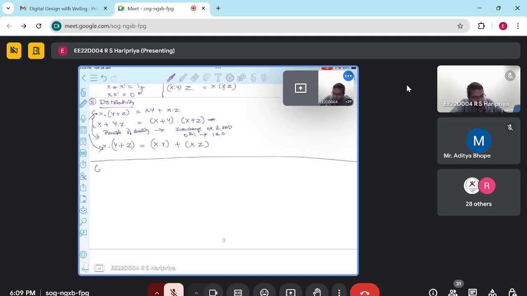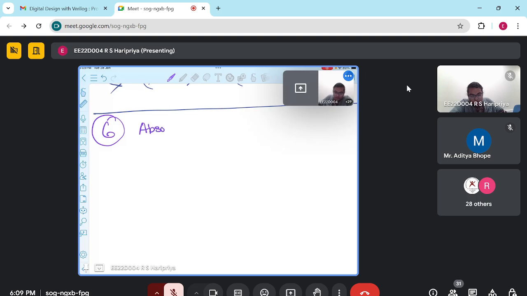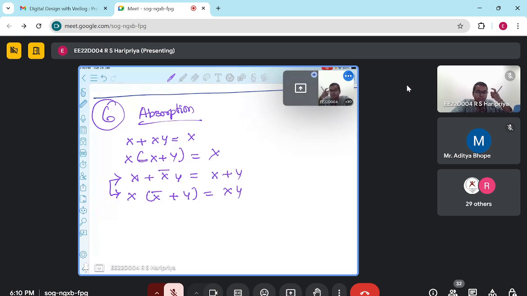Next, the absorption law, where x plus x y is equal to x, and x AND with x plus y is equal to x. And similarly, x plus x complement y is equal to x plus y. This too you can get from the principle of duality.